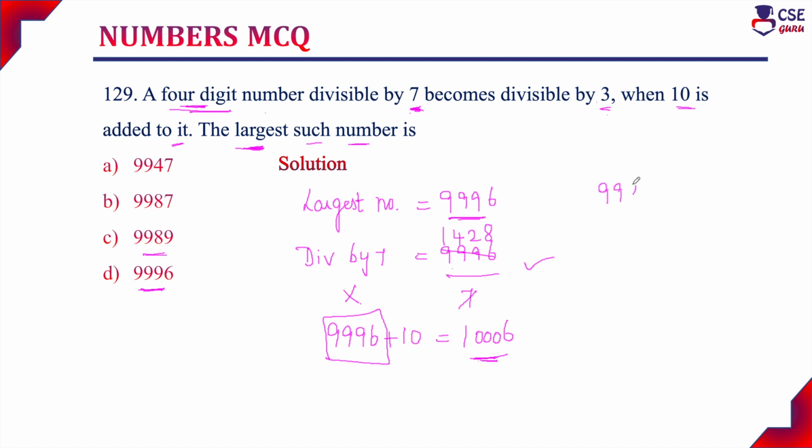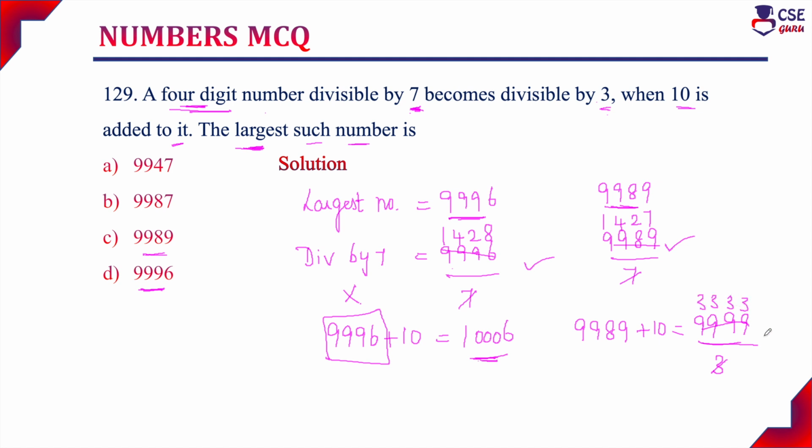9989 we will consider. Check whether it is divisible by 7. Yes, it is divisible by 7. When 10 is added to it, 9989 plus 10 is 9999. Check whether it is divisible by 3. Yes, this is divisible by 3. So the largest number is 9989, and the correct answer is option C, 9989.